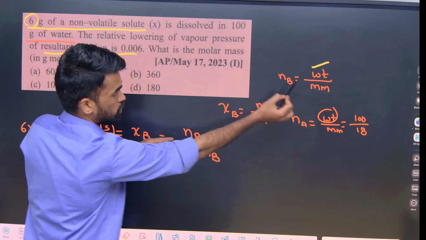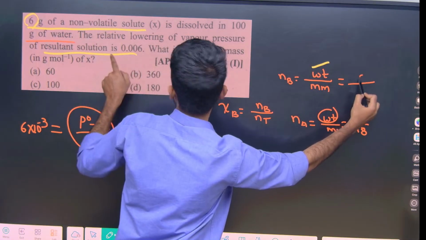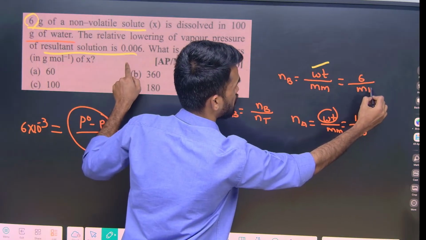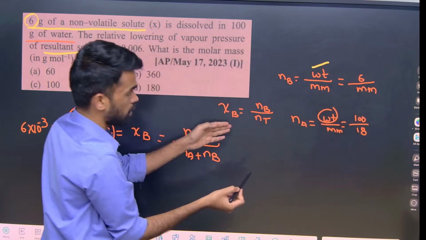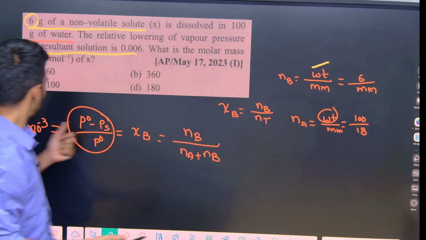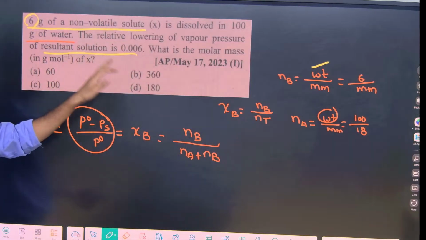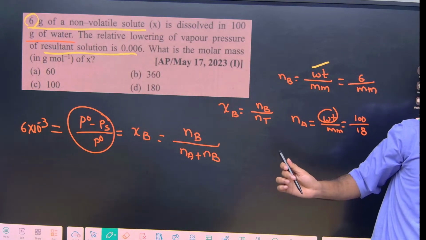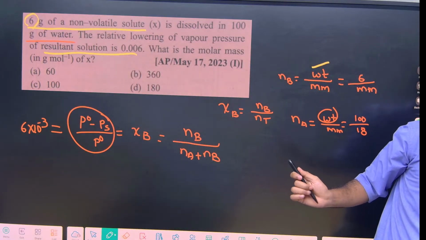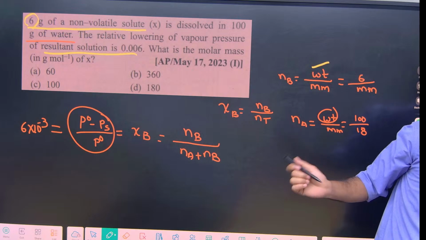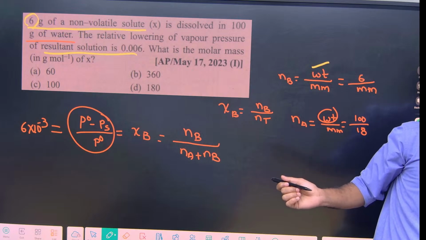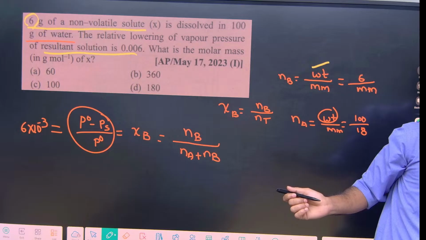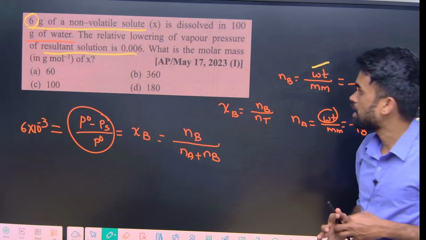The nB value you get from 6 grams by molar mass, which you can calculate. You put that over here, multiply with the denominator, and you will get one of the options. Please mention, based on simplification, what your answer is for this discussion. If not, I have discussed this kind of model question in the solutions chapter, you can watch it once. Right, let's move forward.